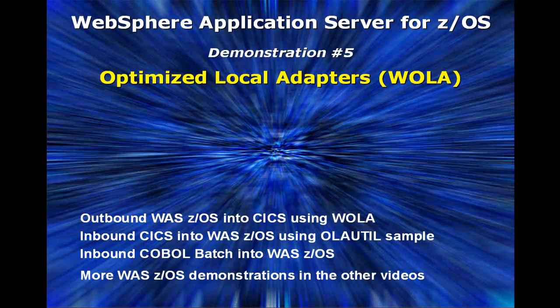And that's the end of this video demonstration in which we took a look at the optimized local adapters. We looked at 3 scenarios: outbound WAS into kicks using WOLA. We also looked at inbound from kicks into WAS using the OLA util samples. And finally, we finished up with inbound COBOL batch into WAS z/OS using the WOLA APIs. There's more WAS z/OS demonstrations in the other videos.